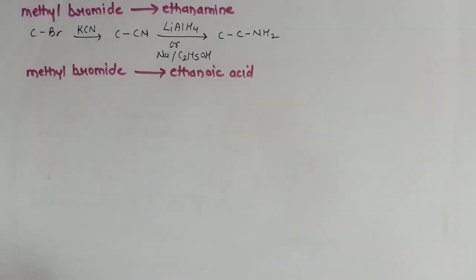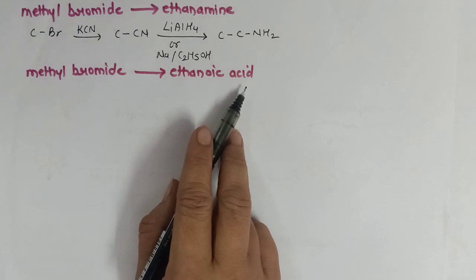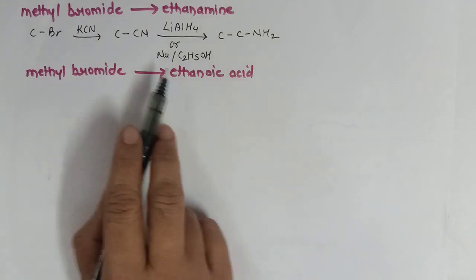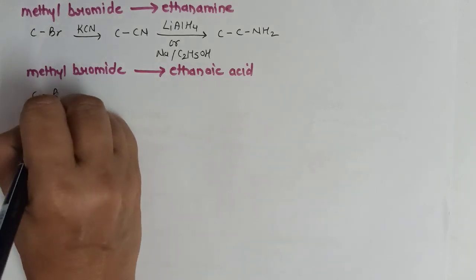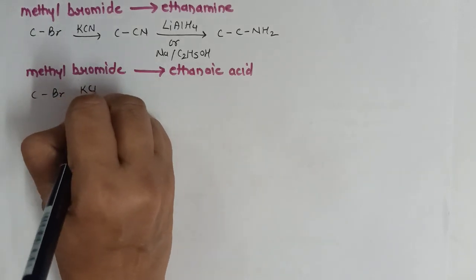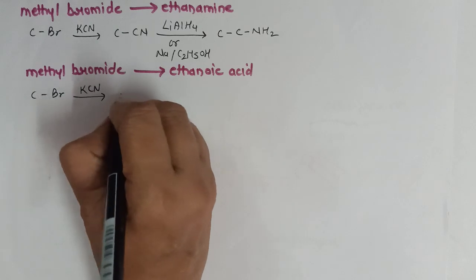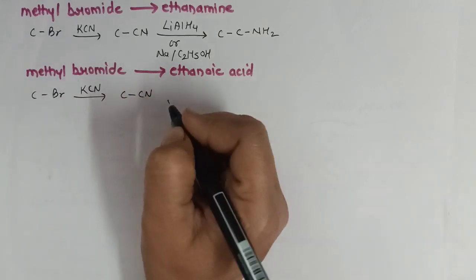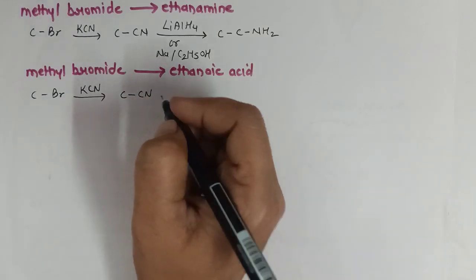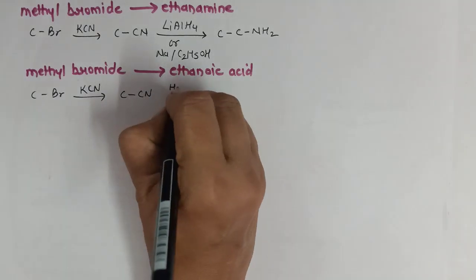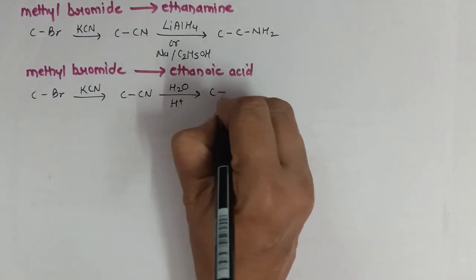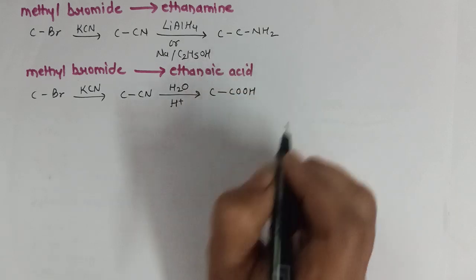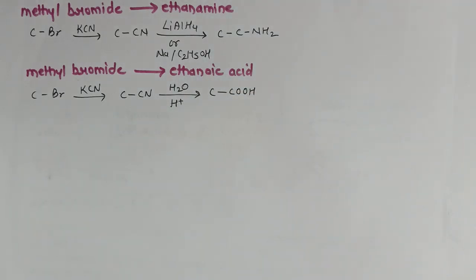The next conversion is methyl bromide to ethanoic acid. Again we have to increase one carbon atom. So the first step will be the same: methyl bromide treated with potassium cyanide. We'll get methyl cyanide, and now hydrolysis of this cyanide in acidic medium will give us ethanoic acid.